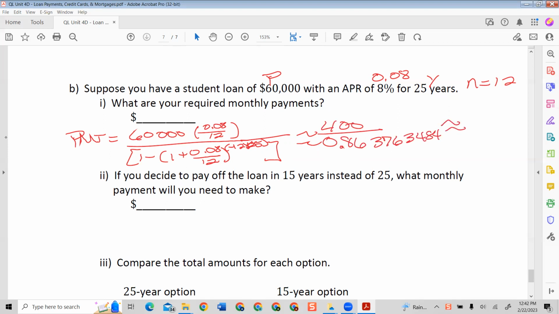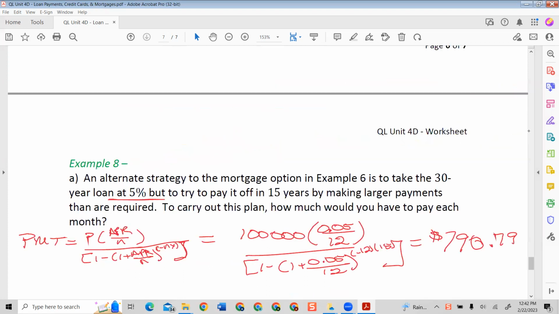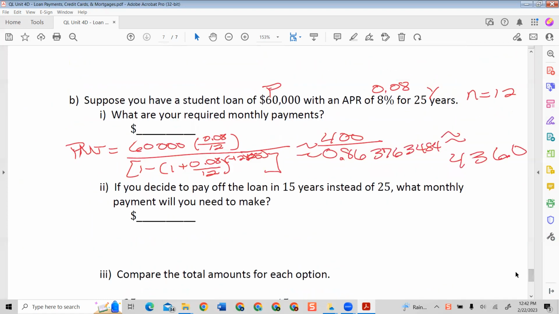Okay, and let's divide this out, round to the nearest cent. So now I got 400 divided by 0.86376484. And that gives me approximately $436.09. Sorry about that, gotta be careful. I didn't leave myself enough room. 9 cents. Okay, so that's about how much I need to pay per month.